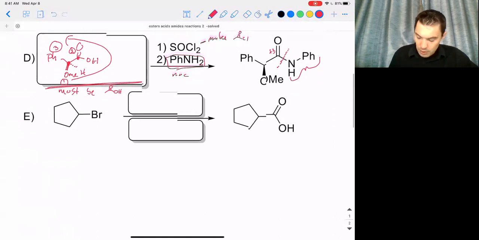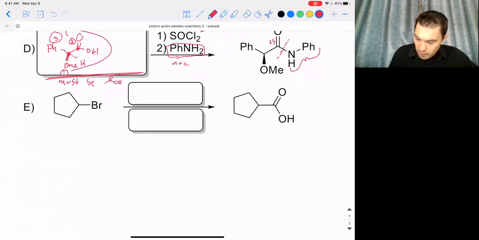All right, the final question has to do with adding 1 carbon to this molecule. So we have our nice cyclopentane backbone here, but we have to replace this bromine with a carbon. And there's actually going to be 2 viable ways to do this. The first one that many of you probably are thinking of would be to use magnesium 0. And so that would make the Grignard reagent.